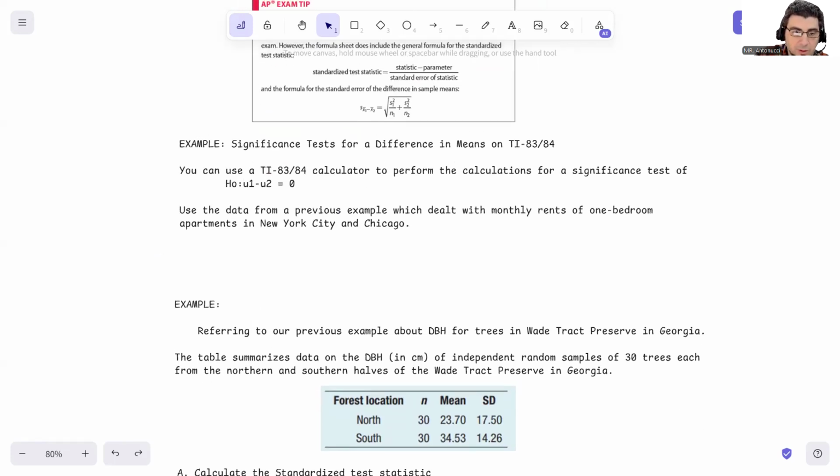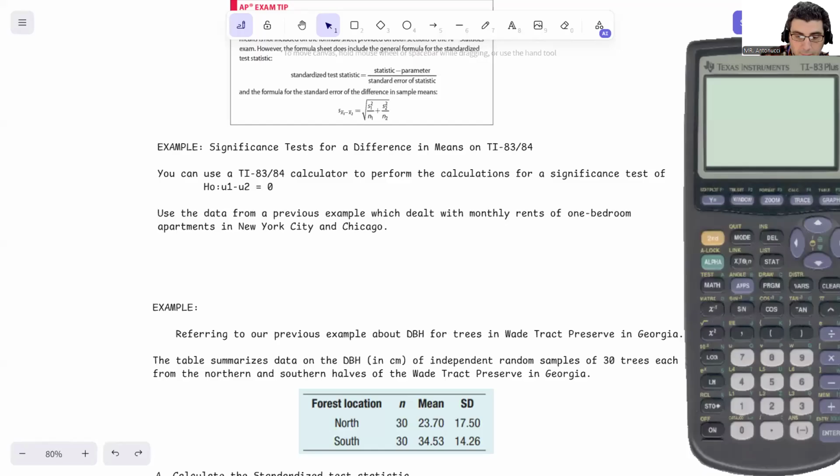And in this case, we're going to look at the calculator to show you how to do this on the TI-83 or TI-84. So we can use the TI-83/84 calculator to perform the calculations for a significance test of the mean difference being zero. We're going to look at the data from a previous example that we did in another video that dealt with the monthly rent of one-bedroom apartments in New York City and Chicago. So I'm going to show you how to do this all on the calculator.